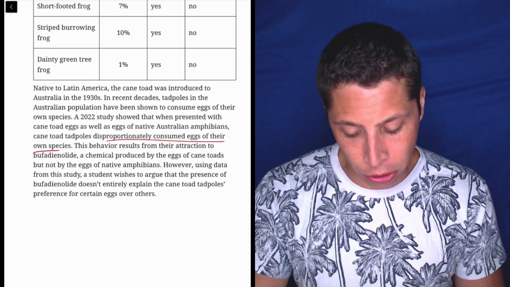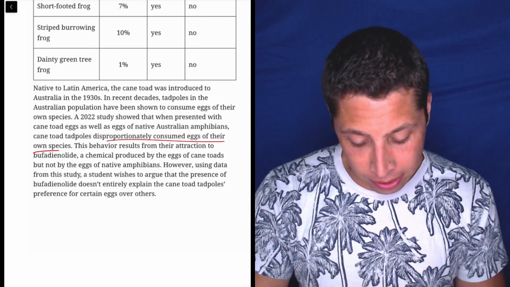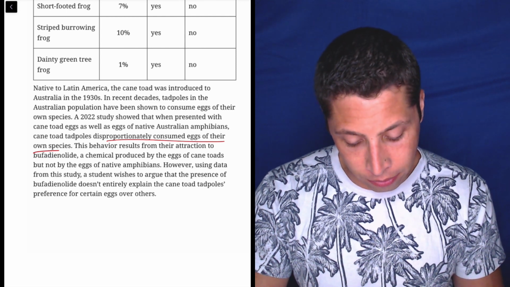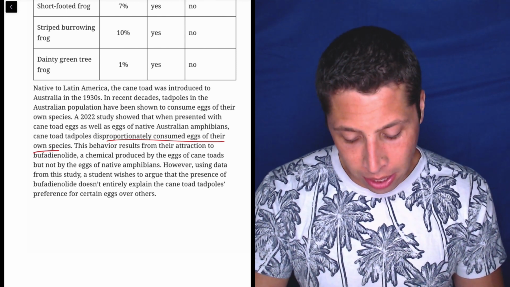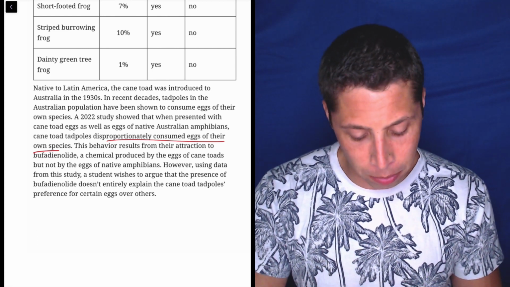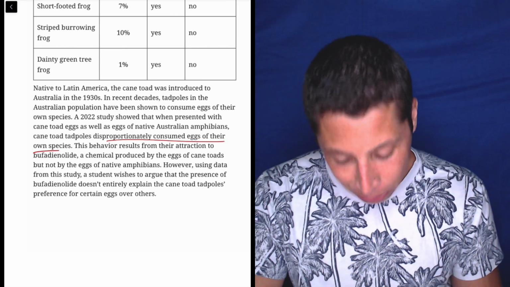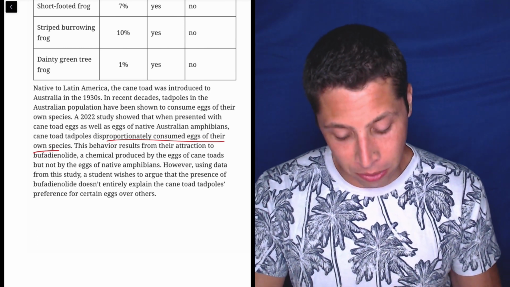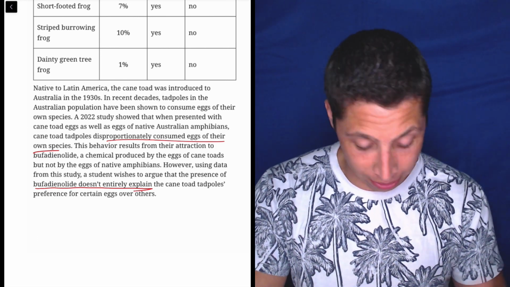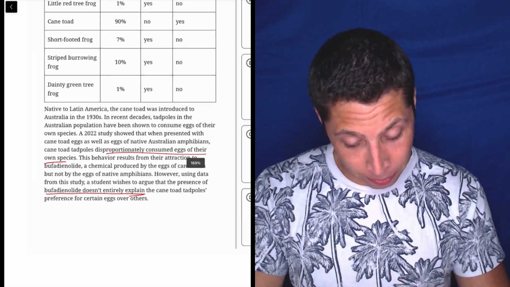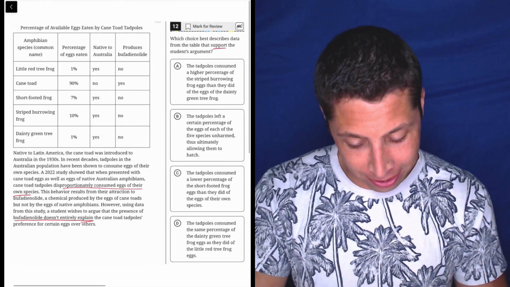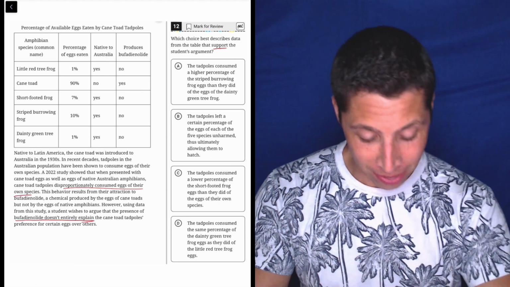This behavior results from their attraction to, I don't know what that is, a chemical produced by the eggs of cane toads, but not by the eggs of native amphibians. However, using data from this study, a student wishes to argue that the presence of this thing doesn't entirely explain the cane toad tadpole's preference for certain eggs over another. So this thing doesn't entirely explain the tadpole eating, right? By the way, cane toad tadpole is very hard to say. All right, let's take a look here at these choices. I got no idea what's going on.